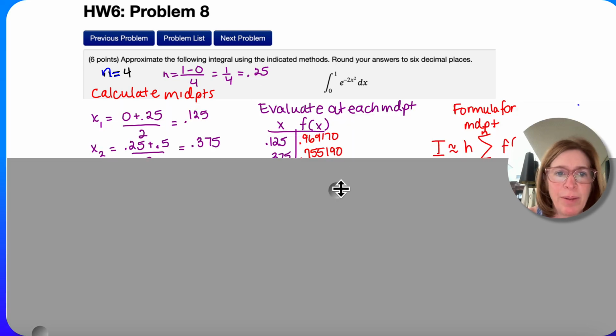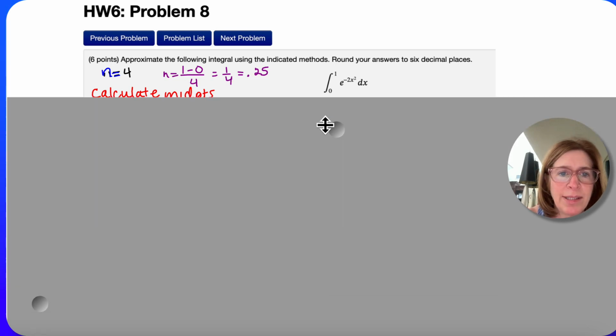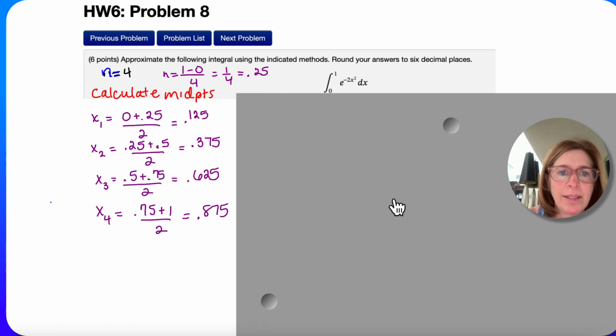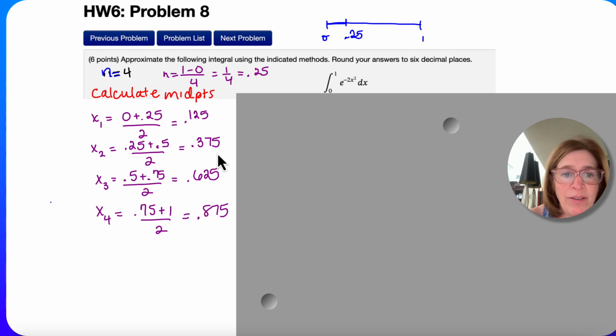Then you have to calculate your midpoints. So to calculate your midpoints, you have to take each bucket. If you were going from 0 to 1, then the first bucket would be between 0 and 0.25. So you do 0 plus 0.25 and you take half of it because that would give you the midpoint, and you'd get 0.125. The next bucket would be 0.25 plus 0.5 divided by 2, which gives me 0.375. The third bucket would be 0.5 plus 0.75 over 2, giving me 0.625. And then the last one, 0.75 to 1 over 2, would give me 0.875.